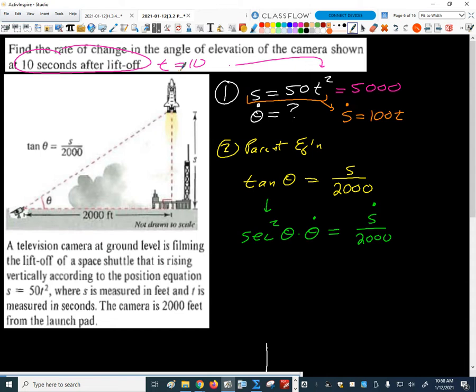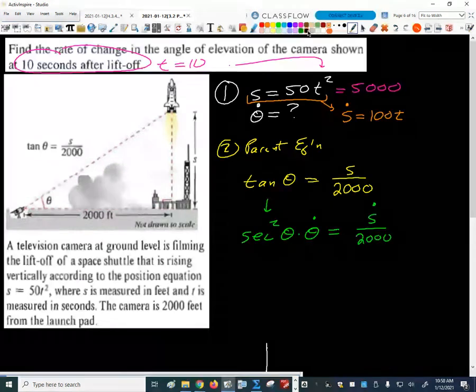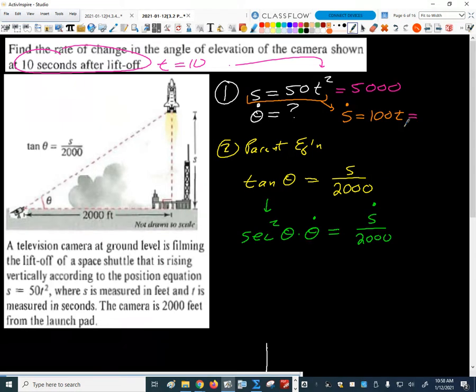So for our value of t, we get 1,000. So that's our snapshot value. Everybody agree that's our snapshot value at t equals 10? That's our snapshot value for S dot, right? Okay, so now we've got almost everything we need, right? We've got S dot, but we don't have theta.